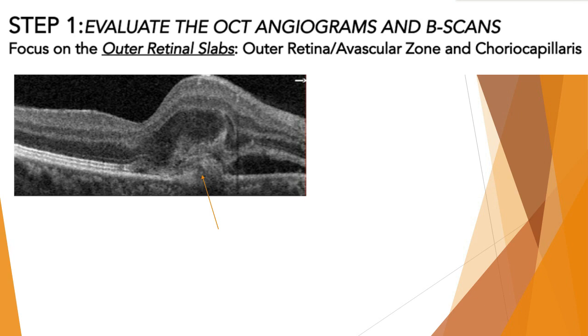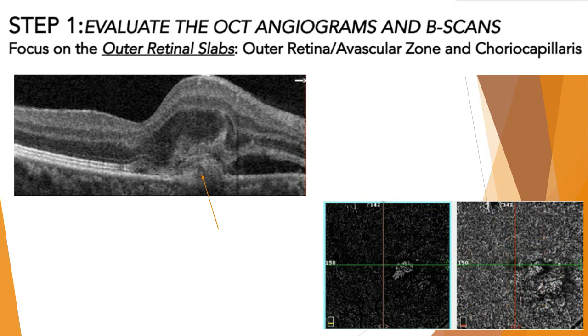So let's say I want to solidify my diagnosis, or I want to make sure that what I actually think I see is true. So now I'm going to look at my angiography slab. Remember that I want to focus on my two outer retinal slabs. That's going to be my outer retinal or avascular zone and my choriocapillaris slab.